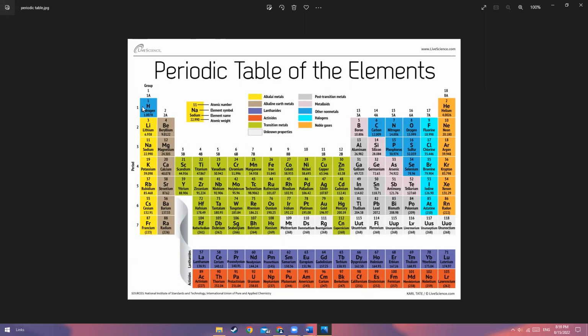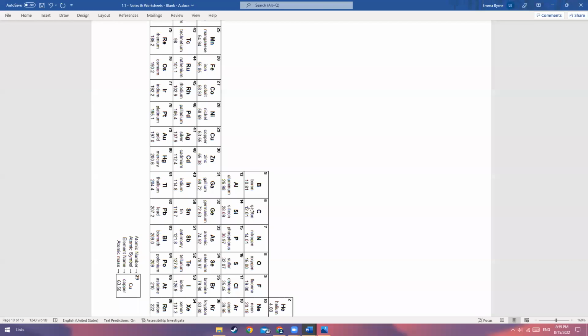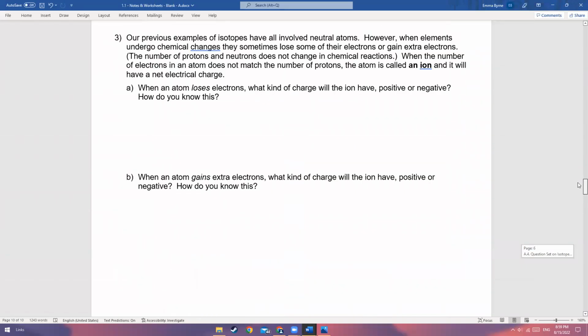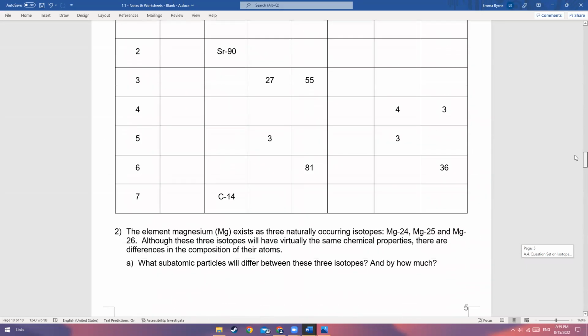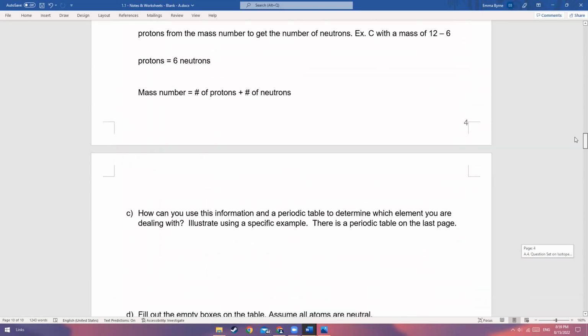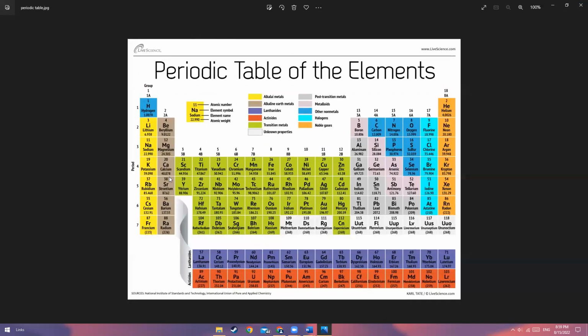Based on this information, what is the question asking us? How can you use this information and a periodic table to determine which element you are dealing with? If you know the atomic number, that essentially tells you where to look on the periodic table. And that's the most straightforward answer that you can use here.